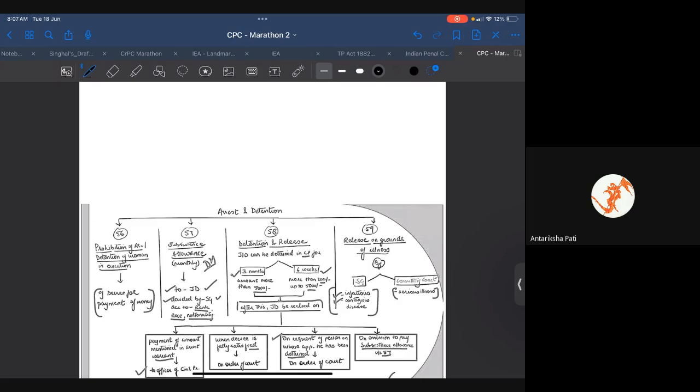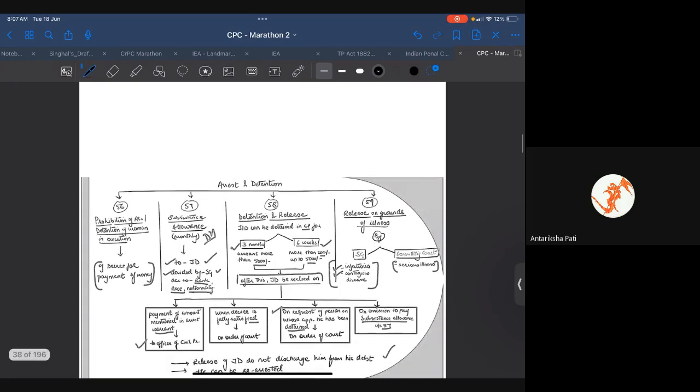Now, detention and release. The judgment debtor can be detained in civil prison for how many days? Six weeks if the amount is more than 2,000 but up to 5,000, and not more than 3 months if the amount is more than 5,000. After this, the judgment debtor may be released. How will he be released? If he pays the amount mentioned in the arrest warrant to the officer of the civil prison, or when the decree is fully satisfied, or on the request of the person on whose application he has been detained, or on order of the court.